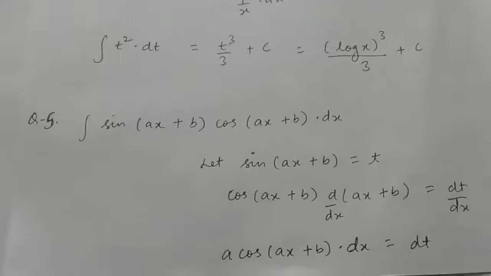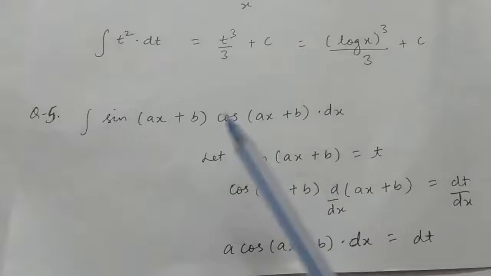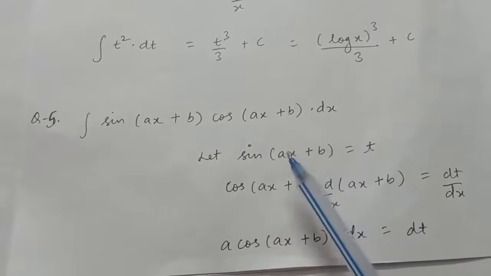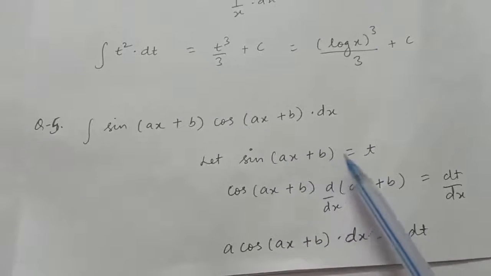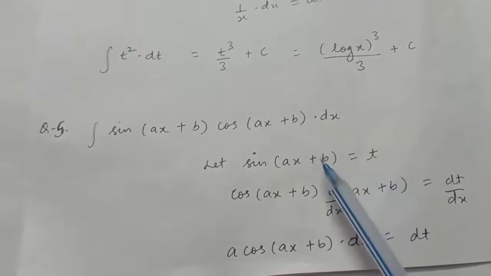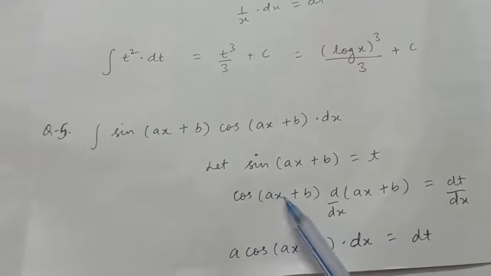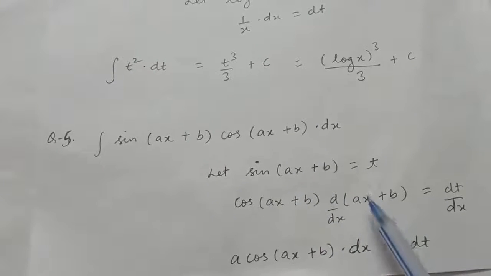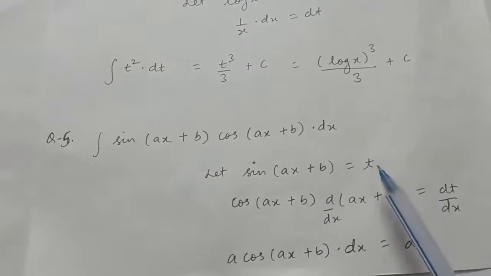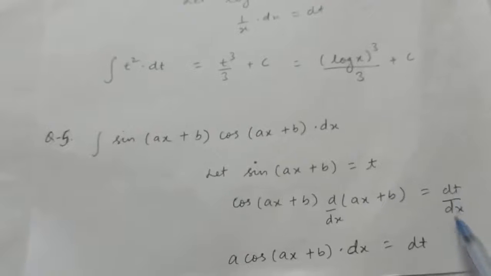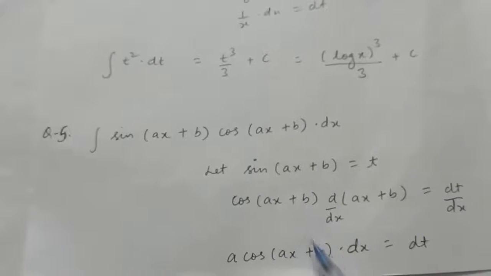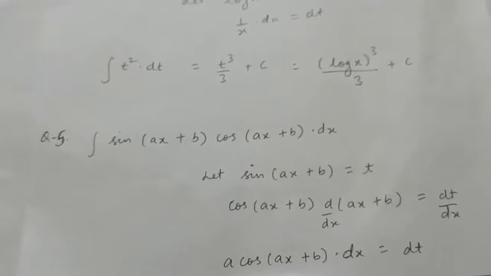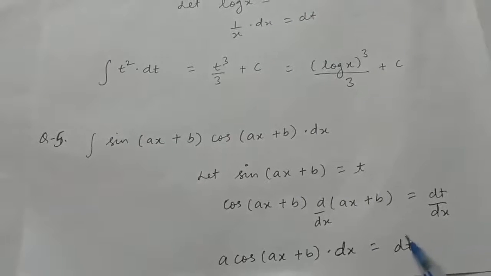Now question number 5th. Integral of sin(ax plus b) into cos(ax plus b) dx. Take sin(ax plus b) as equal to t. Then the derivative of this is cos(ax plus b) into the derivative of ax plus b, right? We have applied the chain rule here, equal to the derivative of t with respect to x. Now cos(ax plus b) as it is, the derivative of this is a, right? Equal to dt.